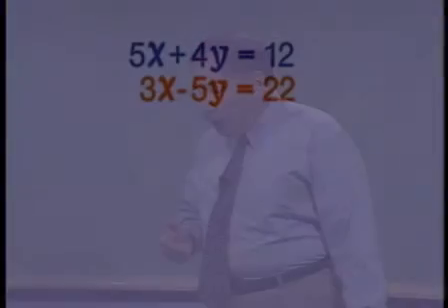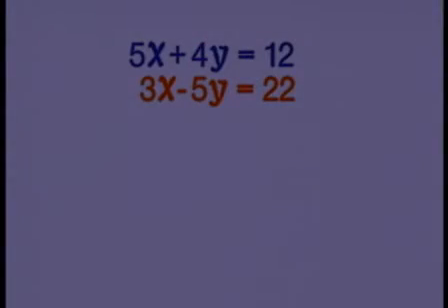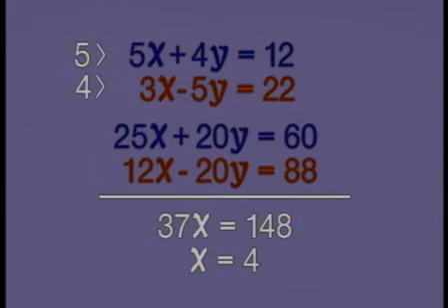So what we really want to do here is be able to get the two y's, so one is positive 20 and the other is negative 20. And in order to do that, we need to multiply the top equation by 5. That will give us 20y. And we need to multiply the bottom equation by 4. That will give us negative 20y. And in the next visual, we see this.